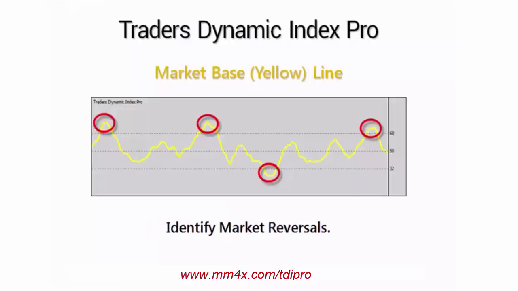One of the key benefits of the market baseline is to identify market reversals. As you trade, you can look at the market baseline in relationship to the current market, and if the market baseline starts to fade when it's above the 68 level, or starts to rally when it's below the 32 level, look for a turn in the market and catch a reversal as it's starting to happen.